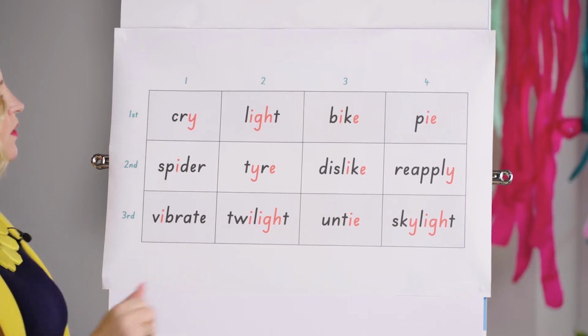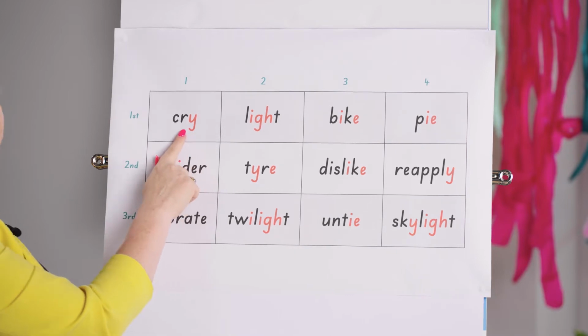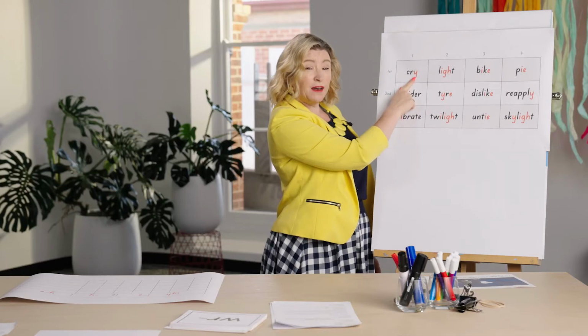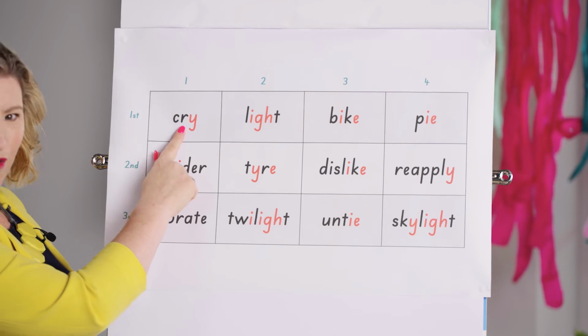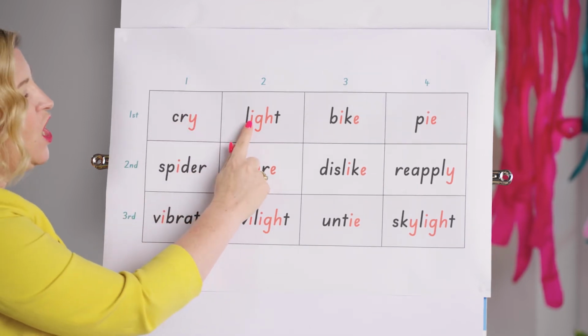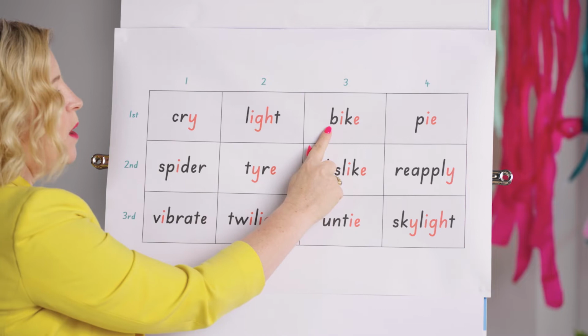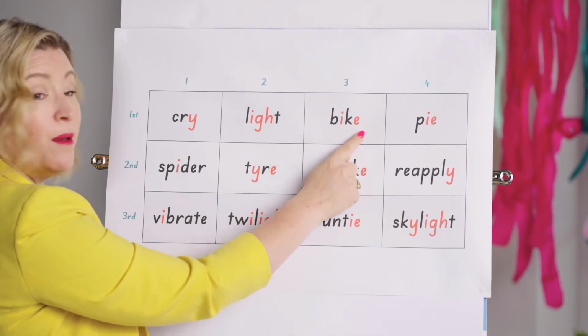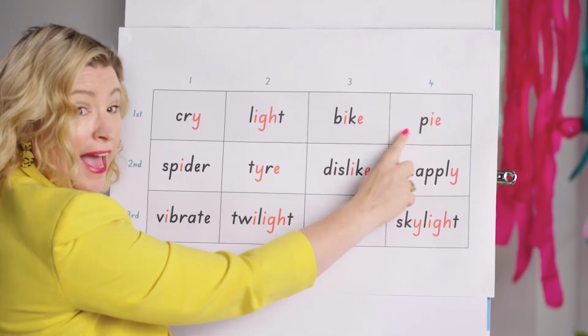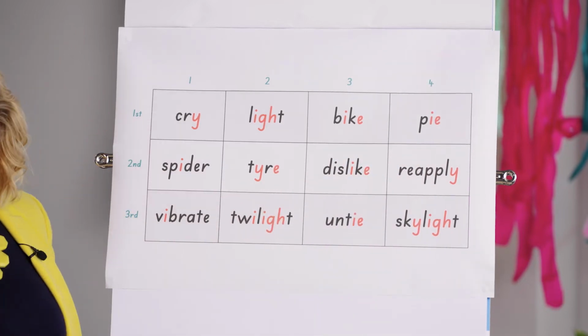So let's have a look in this first row. Short word, Y at the end making I. The word is cry. Well done. Light, light. Bike. Pie. Fantastic.